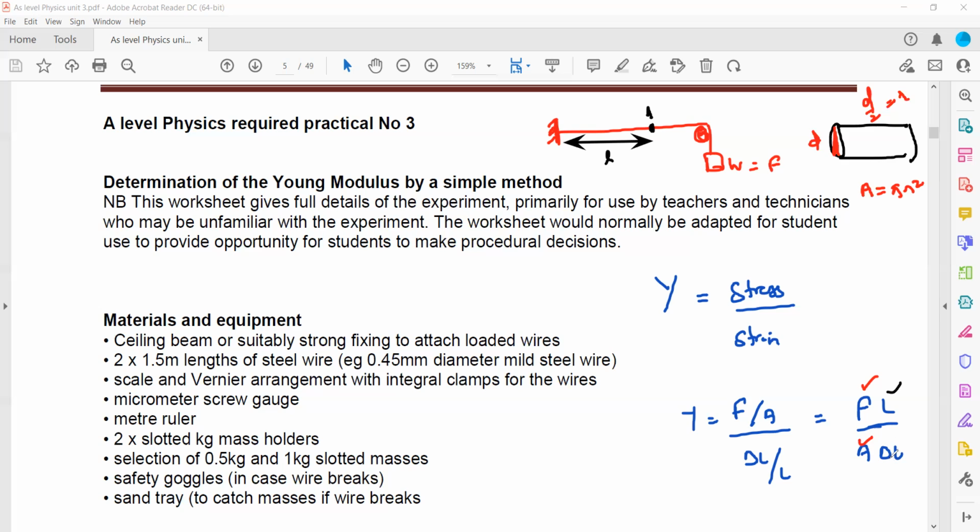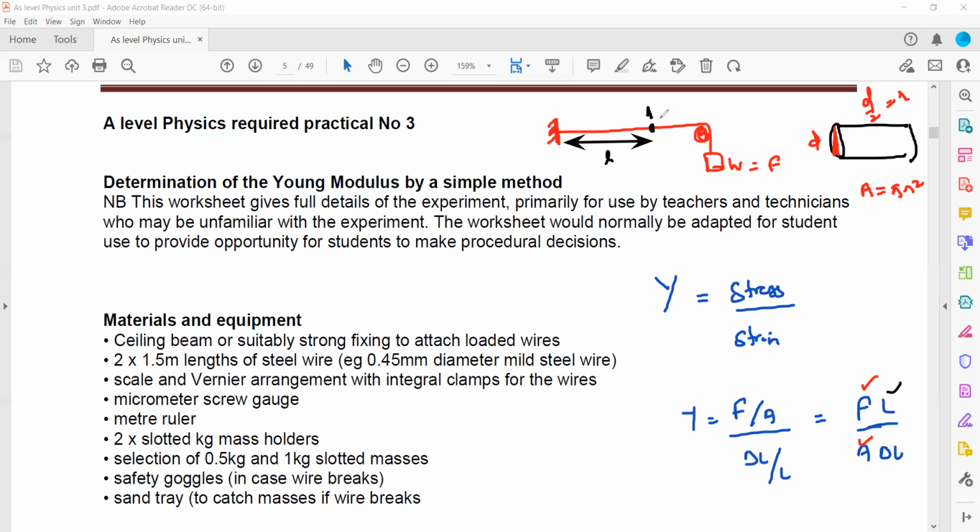What about the change in length, delta L? The original length L will remain constant, and area also we assume does not change. Practically, the area of cross section of the wire will change as you are stretching the wire, but we assume the area remains constant. So the only two factors which will change are the force, the load which we are adding, and how much the wire changes in length. So what is delta L?